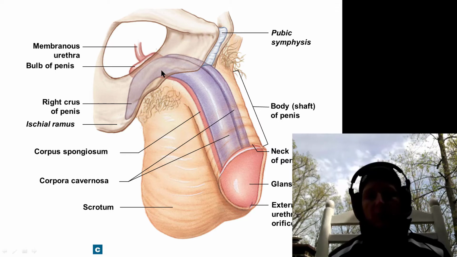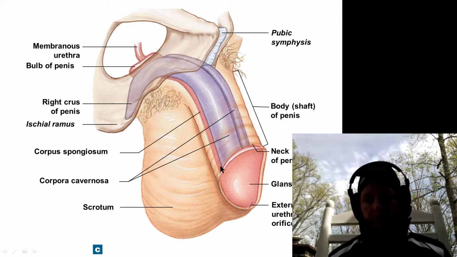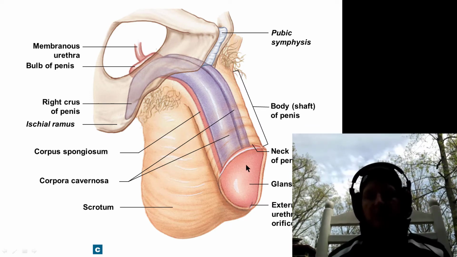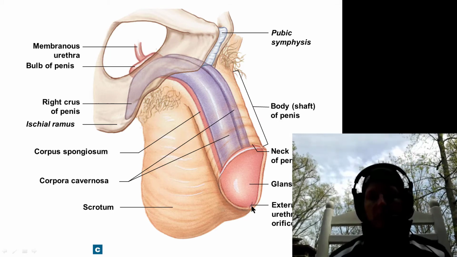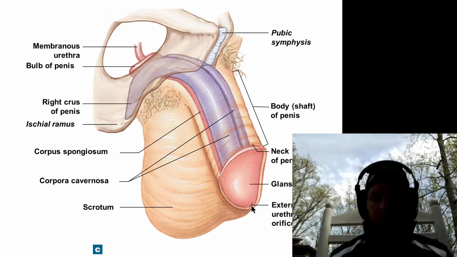And so this is the crus of the penis, and then we also have the bulb of the penis up here, and that's formed by where the corpus spongiosum will start. And here we have the glans, which is basically an expansion of the corpus spongiosum at the tip of the penis. And then we can see the external urethral orifice, which is through what? The urethra. This is where the urethra ends.